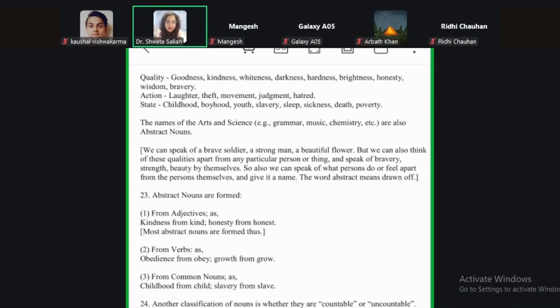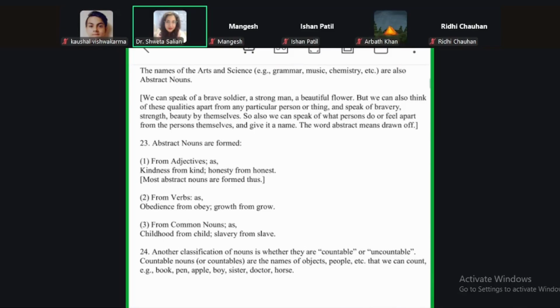Like, for example, his kindness, his obedience, her honesty. So you put a pronoun before an abstract noun to understand whether your conversion or transformation is correct. All right, please note that down. Now, third one, from common nouns, for example, from child, childhood, from slave, slavery.